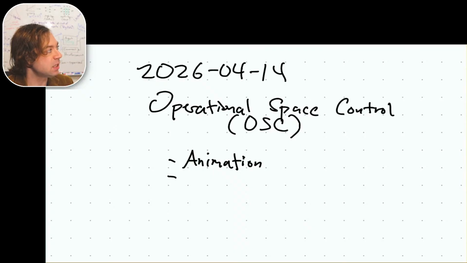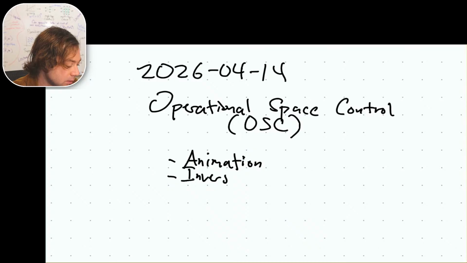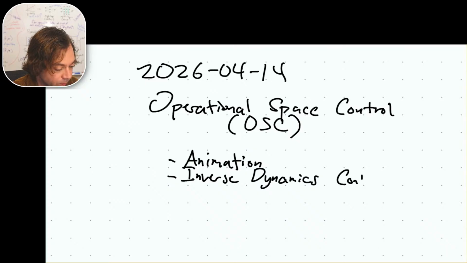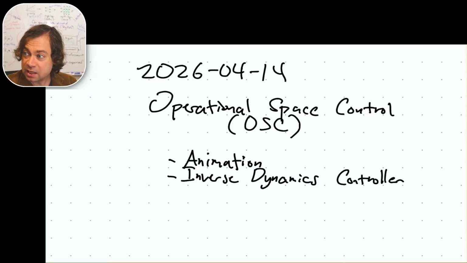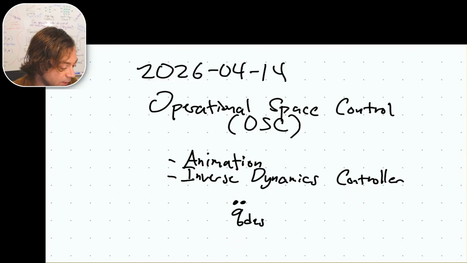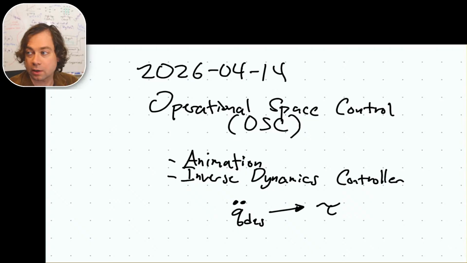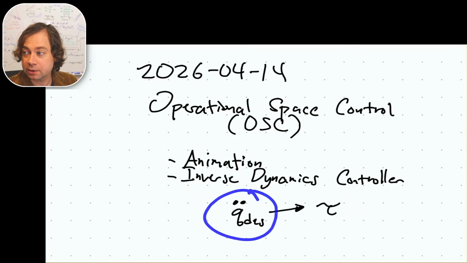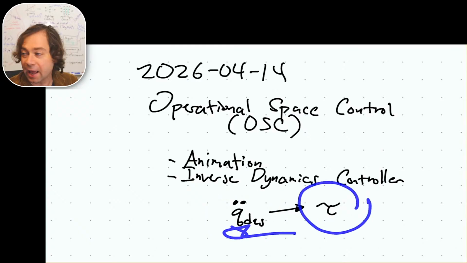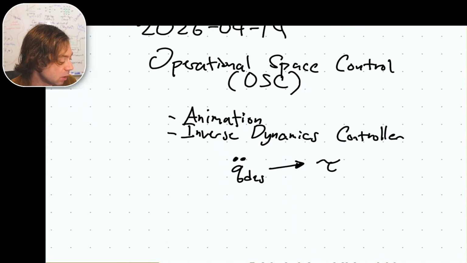Then, as a step in the direction toward operational space control, we're going to put together an inverse dynamics controller. And the idea here is that we're going to have some commanded acceleration, so q double dot desired, right? And that's going to give us our torques. That's what inverse dynamics is. Inverse dynamics is saying, hey, what accelerations do I want? What are the torques that will get me that? Forward dynamics is the opposite. We apply torque and we see what happens, right? So that's inverse dynamics, as we've talked about before.